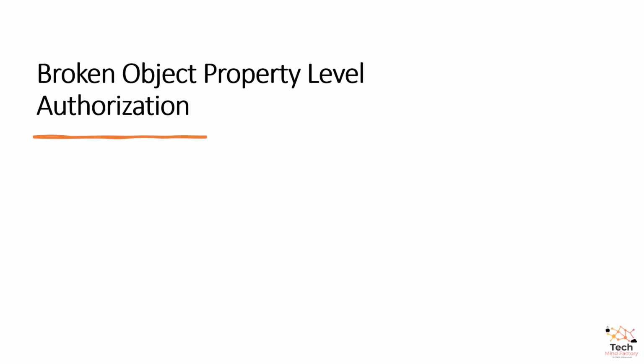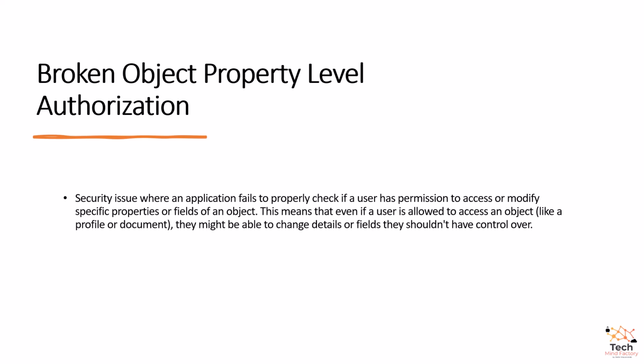Broken object property level authorization is a security issue where an application fails to properly check if a user has permission to access or modify specific properties or fields of an object. This means that even if a user is allowed to access an object, like a profile or document, they might be able to change details or fields they shouldn't have control over.